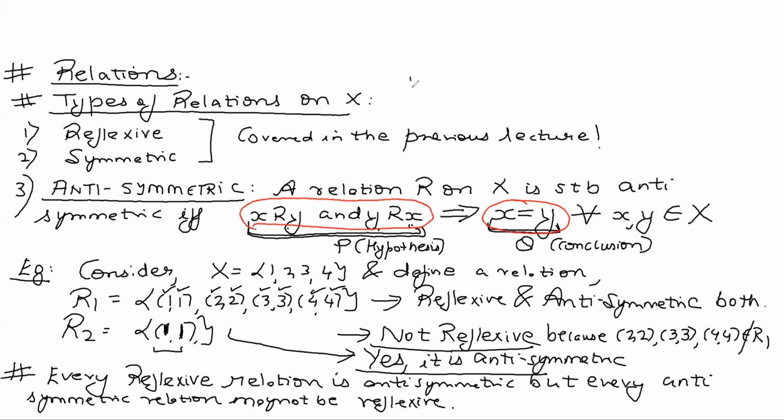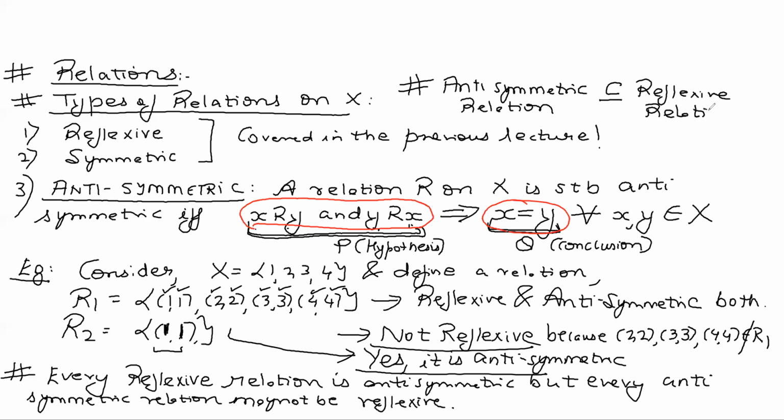Another way in which I can say is that antisymmetric relation will be a subset of reflexive relation. That means every reflexive relation will be antisymmetric, but every antisymmetric relation may not be reflexive.